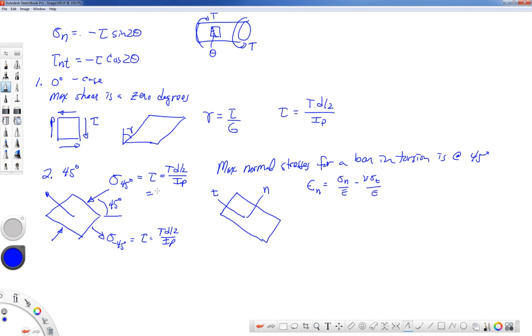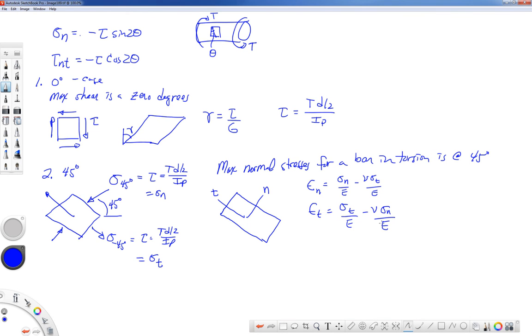Where this is sigma N and this one is sigma T. All right, and then likewise, sigma T over E minus nu sigma N over E. All right, so these strains will have opposite signs, but they'll be calculated in a similar way. The strain in the Z direction coming out of the page would be 0.